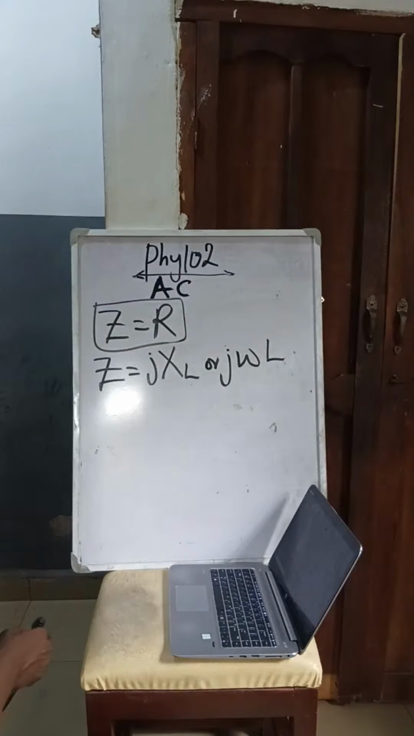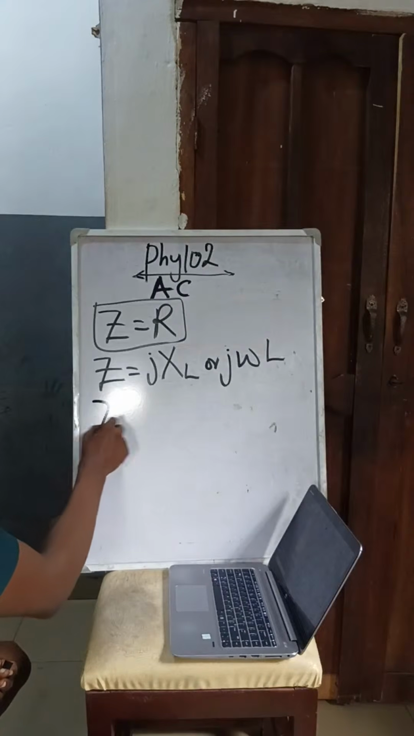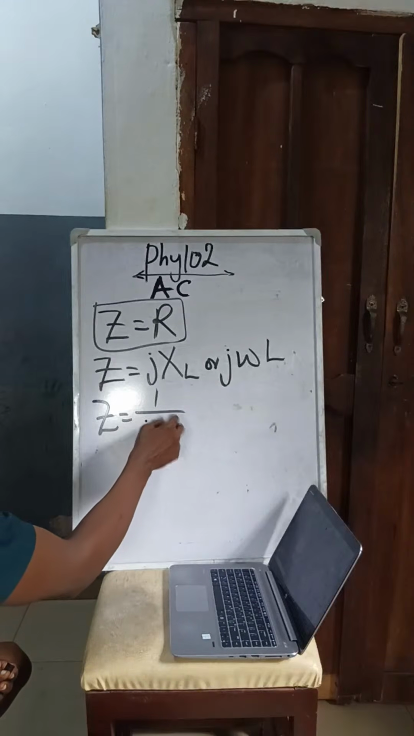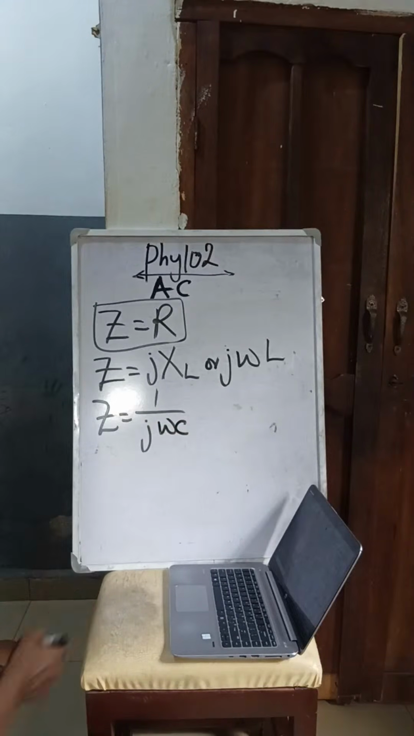What is the impedance of a capacitor in an AC circuit? Z is equal to 1 all over JWC.